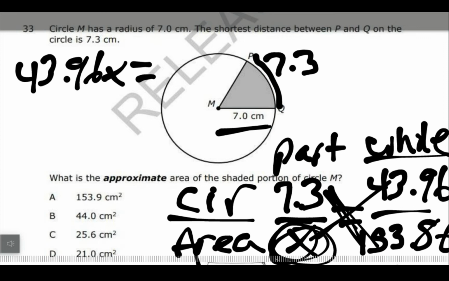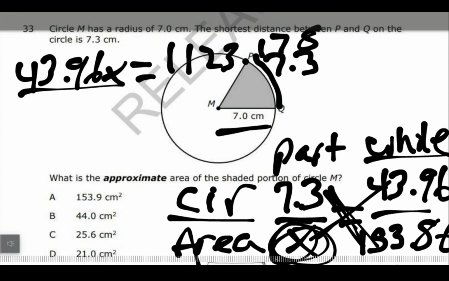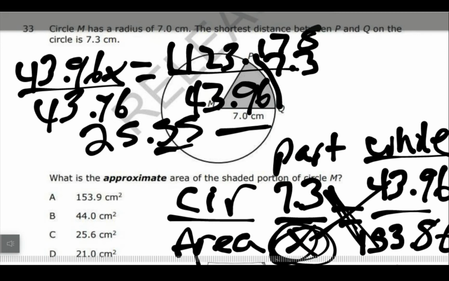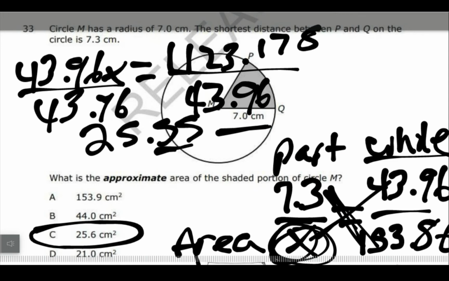That gives me 1,123.178. And then I'm going to divide by 43.96. That's going to give me 25.55, which we would round to 25.6, and that would be C. All right, let me erase that one.